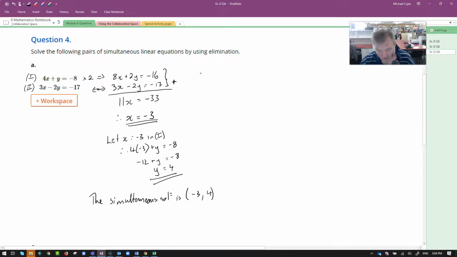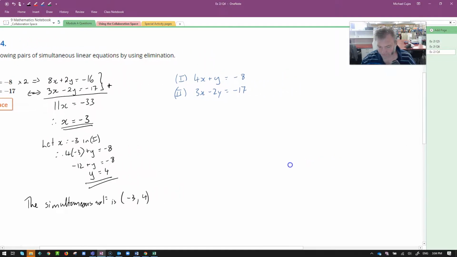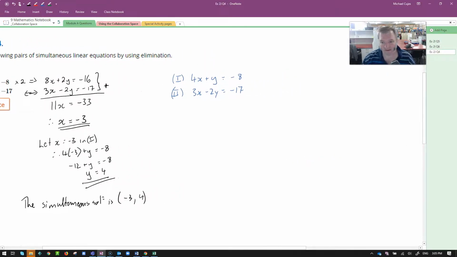Starting with the same two equations, I'll even write them out again just to make sure we're okay. 4x plus y equals negative 8. And the second equation there, 3x take 2y equals negative 17. What I'm trying to do is get the coefficients of x to be the same. Well, I know that 3 and 4 both go into 12, so I'm going to multiply this first equation by 3.